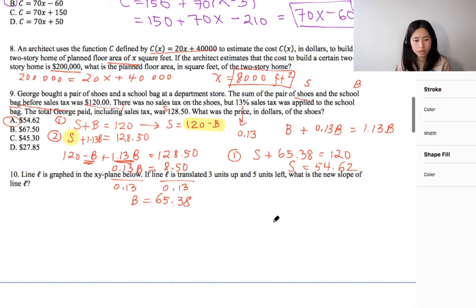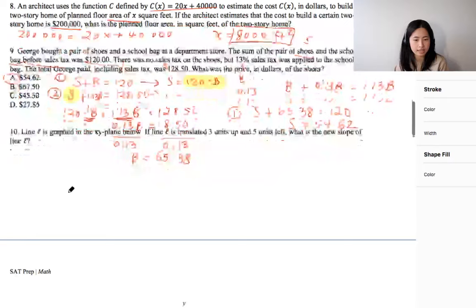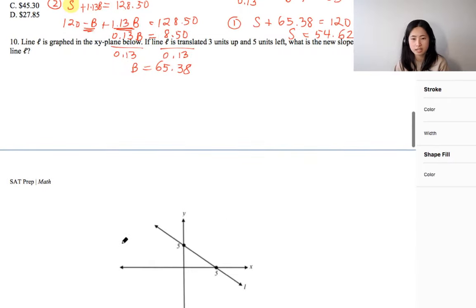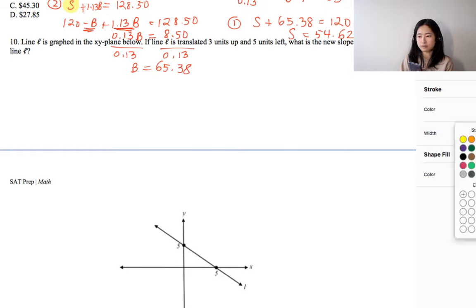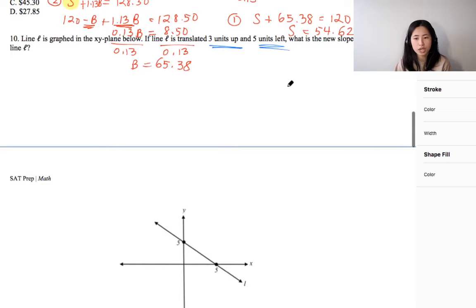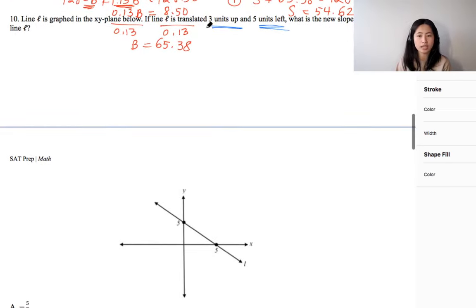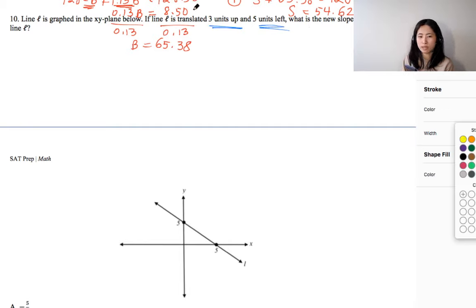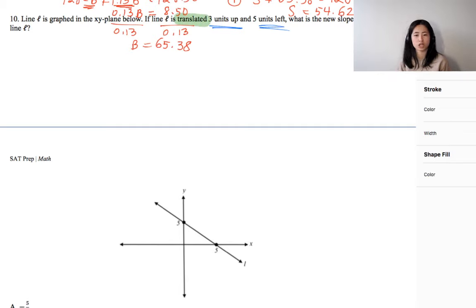So moving on to number 10, we have line L and its graph in the XY plane below, which is right here. Can you guys see that? If line L is translated 3 units up and 5 units left, okay, let's use a blue pen just to distinguish the difference between number 9 and number 10. So we have 3 units up and 5 units left. What is the new slope of line L? So here's the key word: they're saying it's translation. So that means the slope would be the same, because you're only translating, you are not transforming the function.